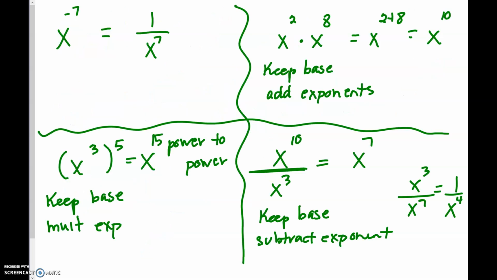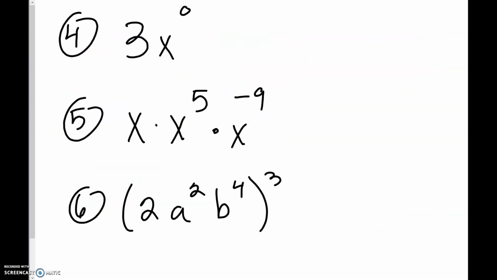All right, remember, freeze your video and then go ahead and give these a try. All right, just remember, this 0 just goes to the x. It is not going to the 3. So we have 3 to the first times, and what is anything to the 0 power? 1. So we have 3 times 1, so this answer is 3.